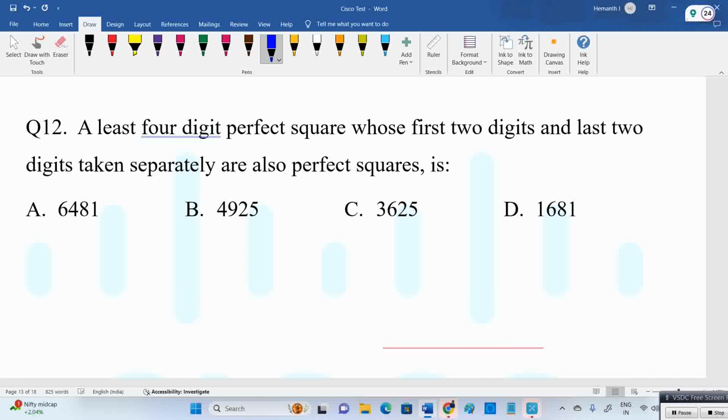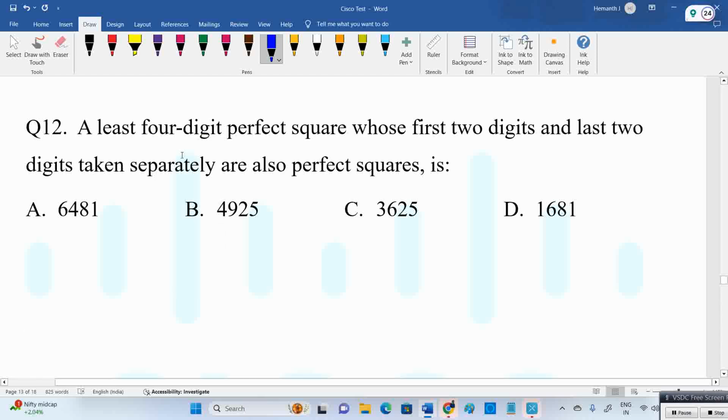I think we can do option verification here. A least 4-digit perfect square whose first 2 digits and last 2 digits taken separately are also perfect squares. Least, they are asking again. Least one. First 2 digits are a perfect square, and last 2 digits taken separately are also a perfect square. Overall also a perfect square is required.